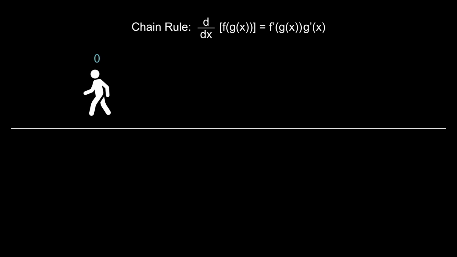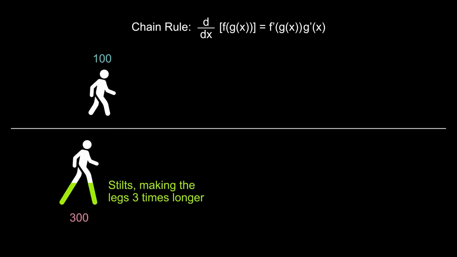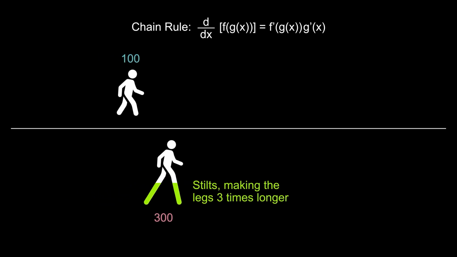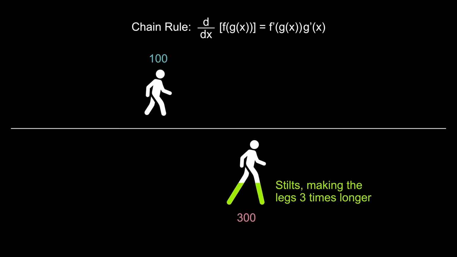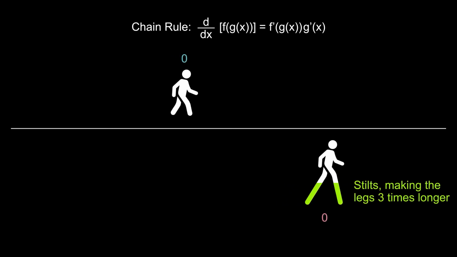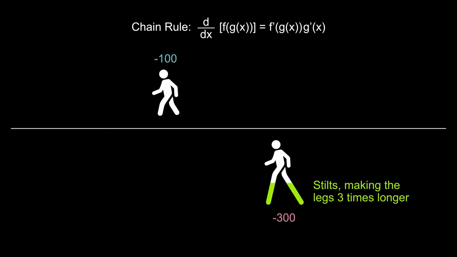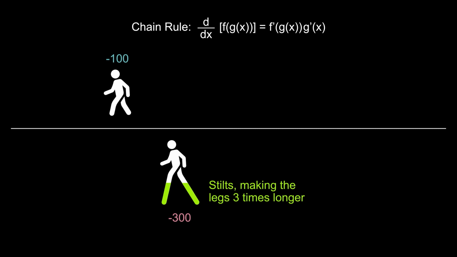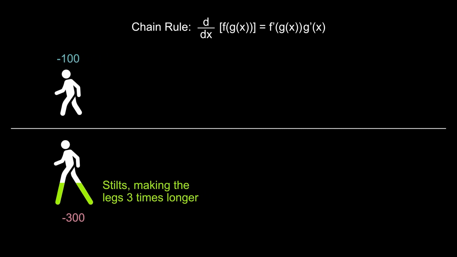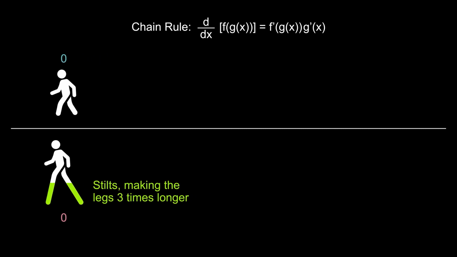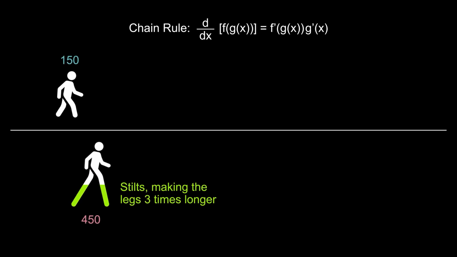But what happens if we give our person walking around stilts? We'll make the legs much longer, thereby covering more ground for the same leg span, effectively making the distance traveled for the same period much larger. At the same time, when the person is standing still, the person's speed is still 0. Thus, the stilts have magnified our rate of change. It isn't additive, it's multiplicative.